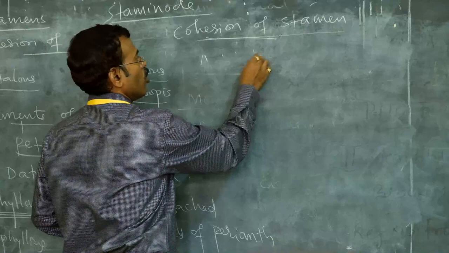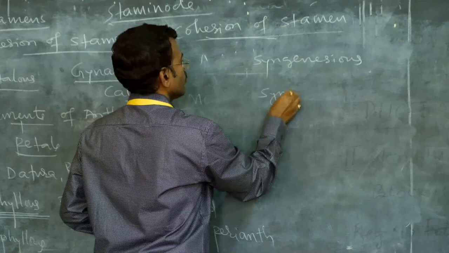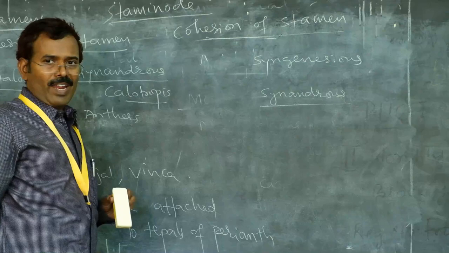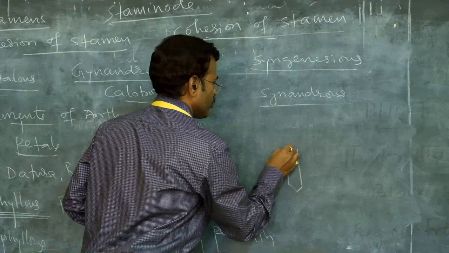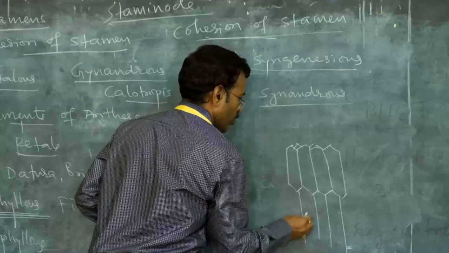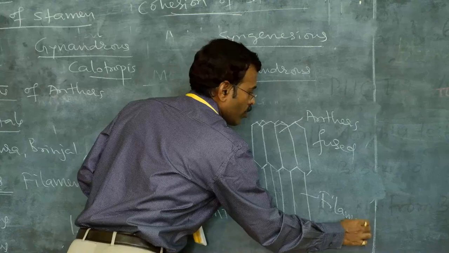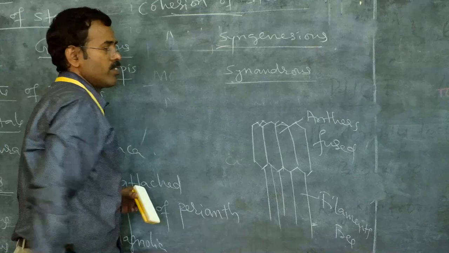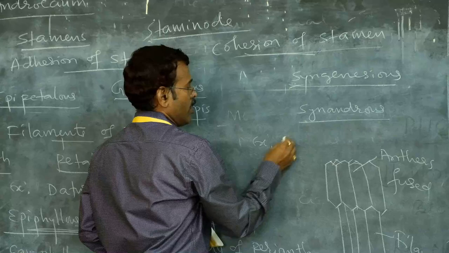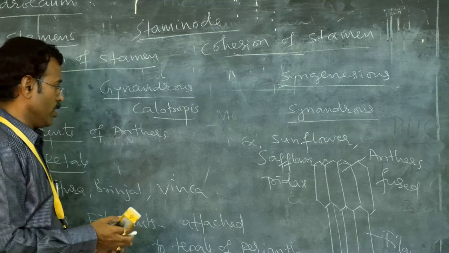In cohesion of stamens, we have two more conditions, from an extra knowledge point of view. Syngenesious condition. Another one, synandrous condition. In syngenesious condition, anthers are fused here, leaving filaments free. So filaments are free, anthers are united. This condition is called syngenesious condition. This you can see in examples, that is sunflower, safflower, and others.